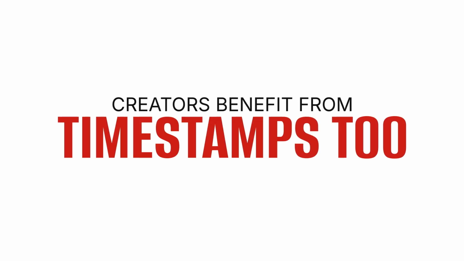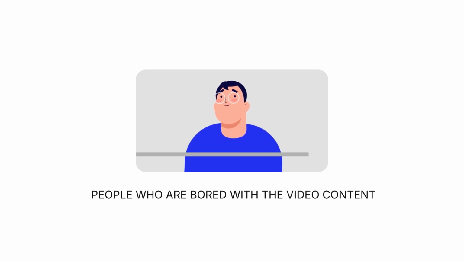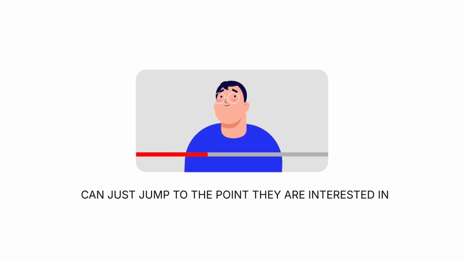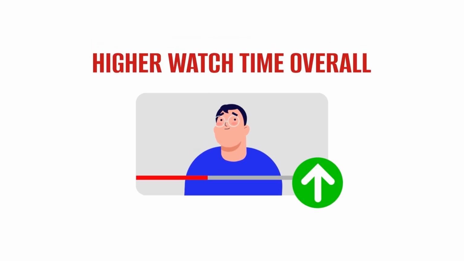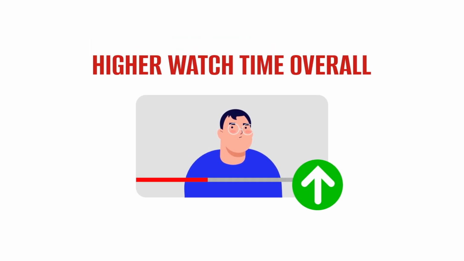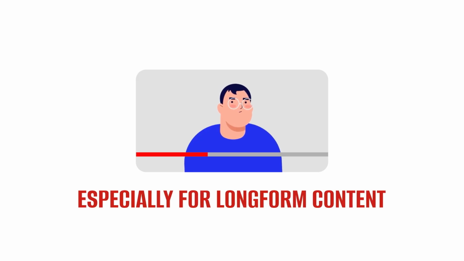But creators benefit from timestamps too. Video creators can benefit from timestamps thanks to the reduced abandonment rates, meaning people who are bored with the video content can just jump to the point they're interested in instead of navigating away entirely. It could result in a higher watch time overall, even if viewers don't watch every second of a video. It's a great way for creators to show viewers that they really care about the viewing experience, especially for long-form content.